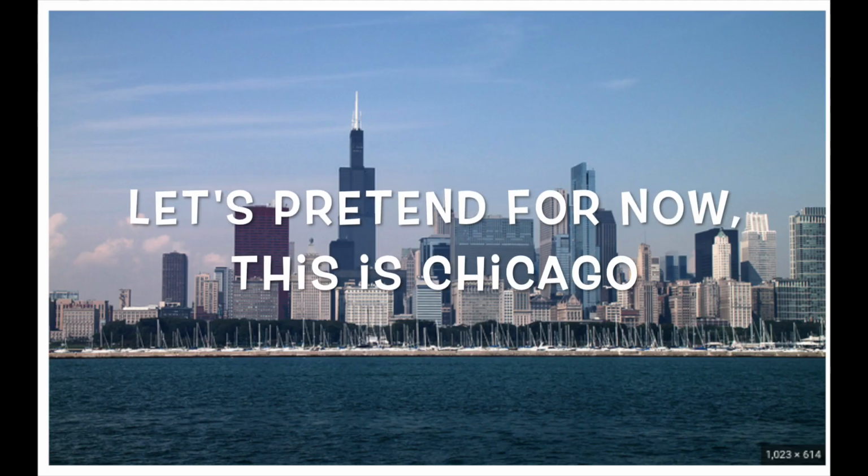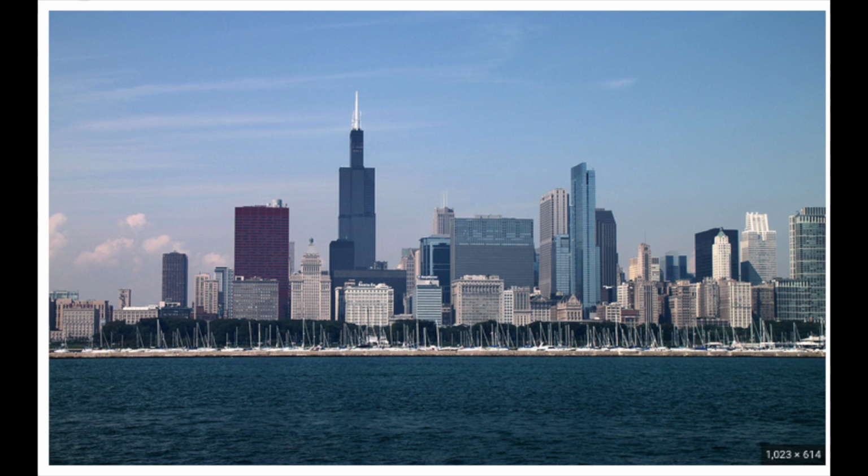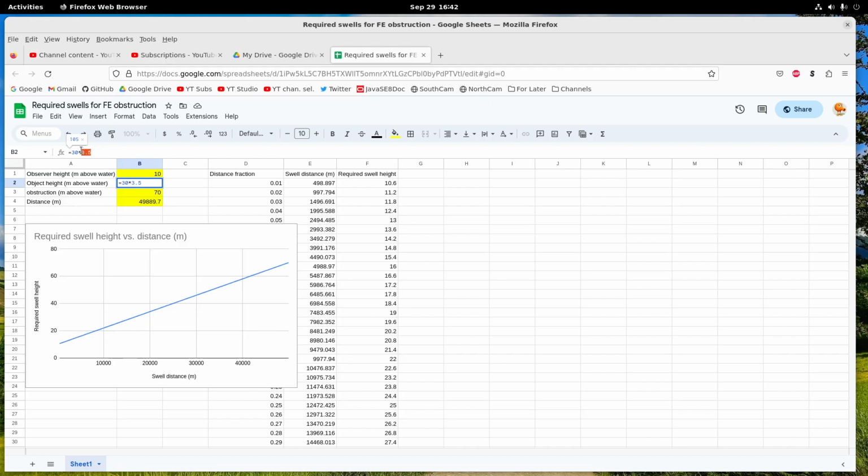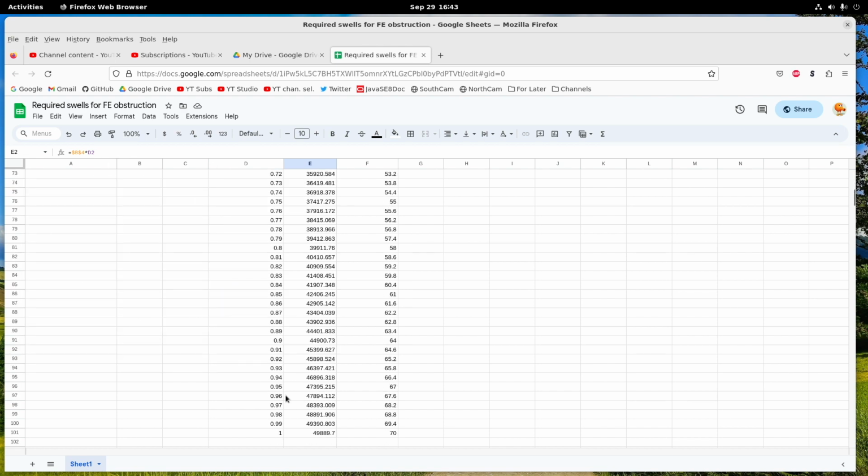The object height I put at 105 meters above the surface of the water, with a very simple formula of roughly 3.5 meters per floor times more or less 30 floors for the average building. And let's say 20 out of those 30 floors are invisible due to obstruction by water. How high would the swells have to be at varying distances? So I divided the distance up into 100 different segments, and the swell distance is going to be the total times this, represented as a fraction.